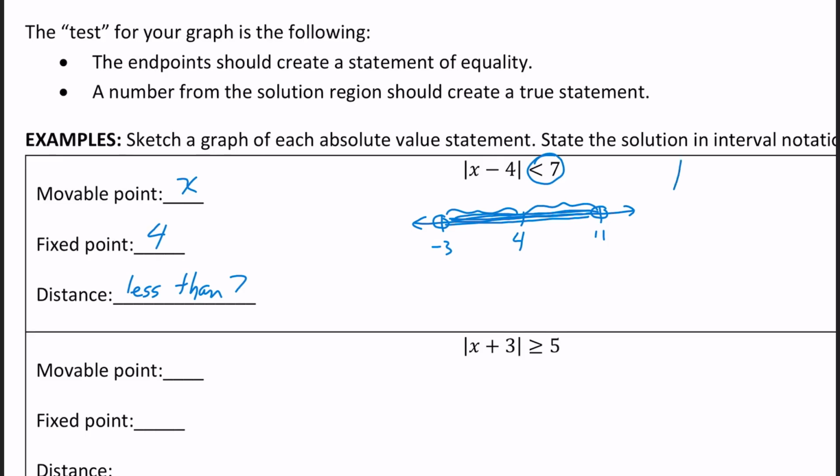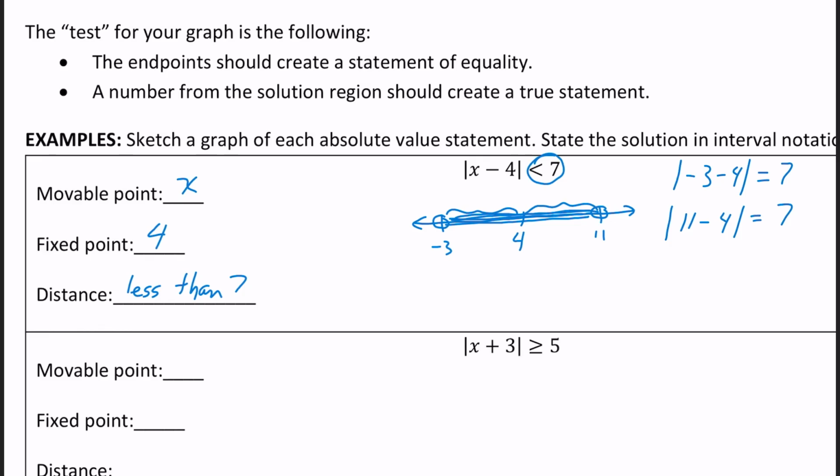The absolute value of negative 3 subtract 4 should give me the answer exactly 7, not less than, but exactly 7. Well, negative 3 subtract 4 is negative 7, and the absolute value of negative 7 is 7. So that's the equality that's mentioned. Now let's test the other endpoint. The absolute value of 11 subtract 4. Well, that's obviously a 7. So that proves that my graph is correct.